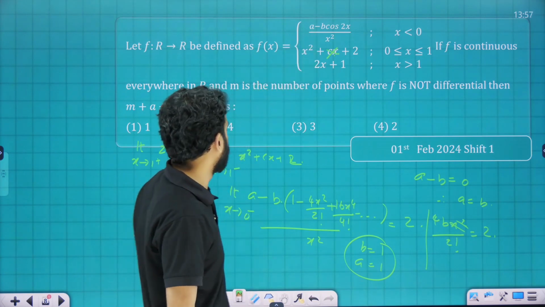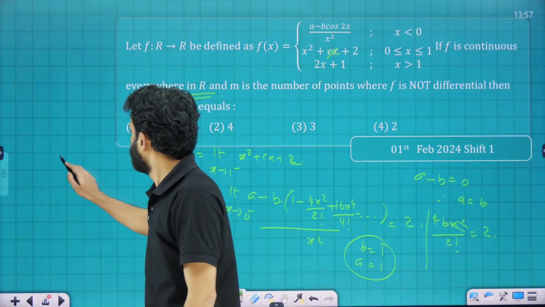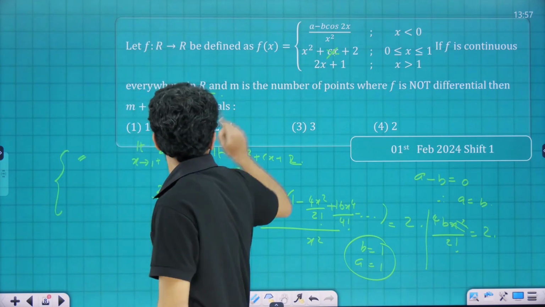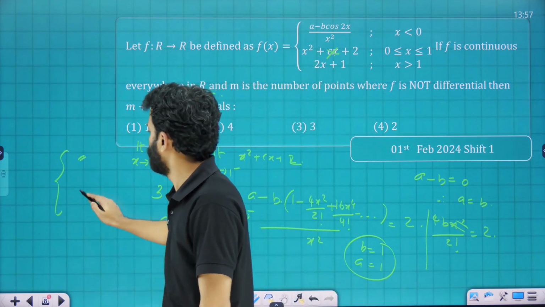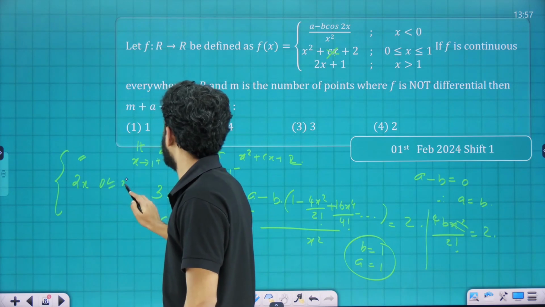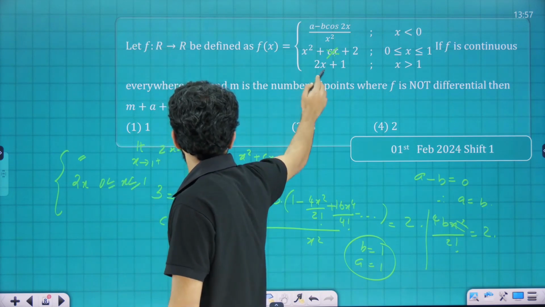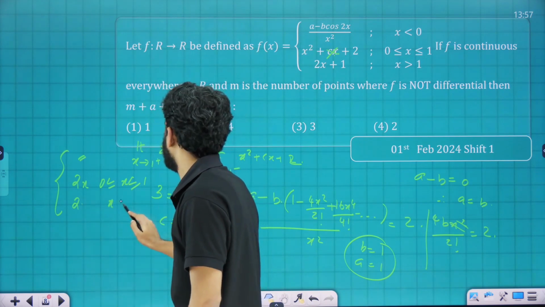This one and this one, what will you get? I'm not going for the first one; that we can do in the next slide. For this, if you differentiate x² + 2, what will you get? 2x, for 0 ≤ x ≤ 1. If you differentiate this, what will you get? 2, that is for x > 1.